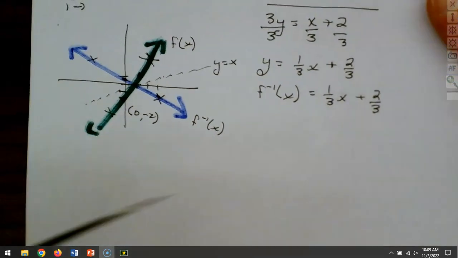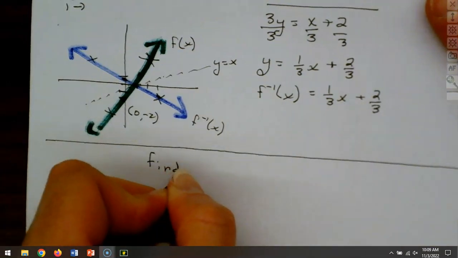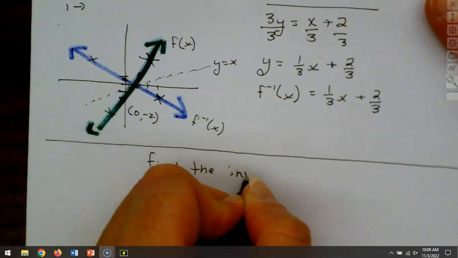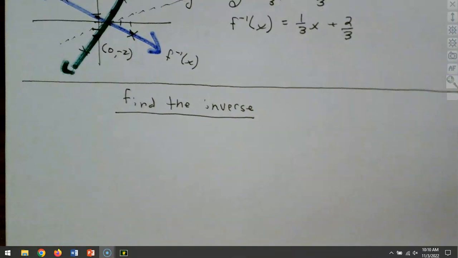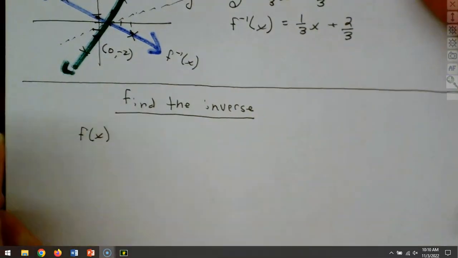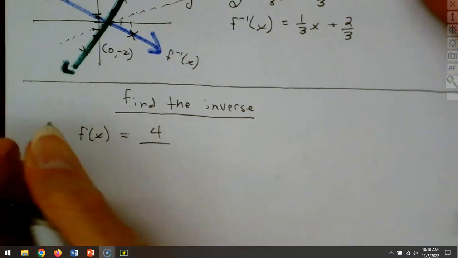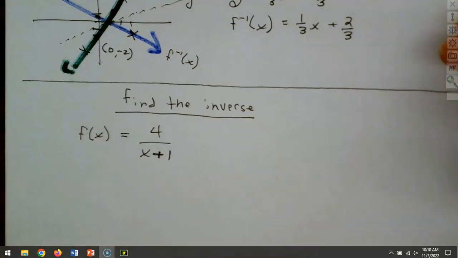Okay, now let's do some more of these. So we're going to go ahead and find the inverse again of a new function. And how about we look at a rational one? How about f of x equals 4 over x plus 1? So the first thing that we need to do is figure out if it has an inverse. Does it have any squares in it at all? No. So it's going to have an inverse.